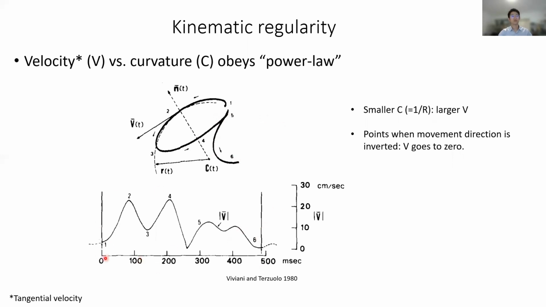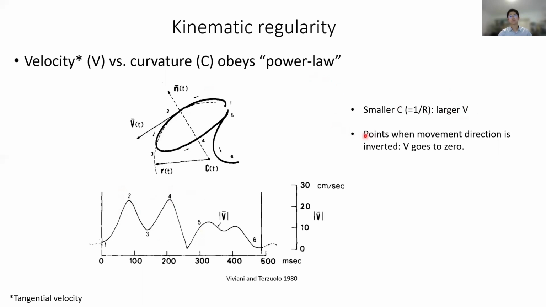They plot this axis as the movement time, and then we plot the velocity, also the tangential velocity. At different positions, you see, for example, positions 2 and 4 have a larger radius, which means they have smaller curvature here at 2 and 4. And in this case, the velocity is also larger. Velocity is larger at smaller curvature, right? This is also consistent with the previous results.